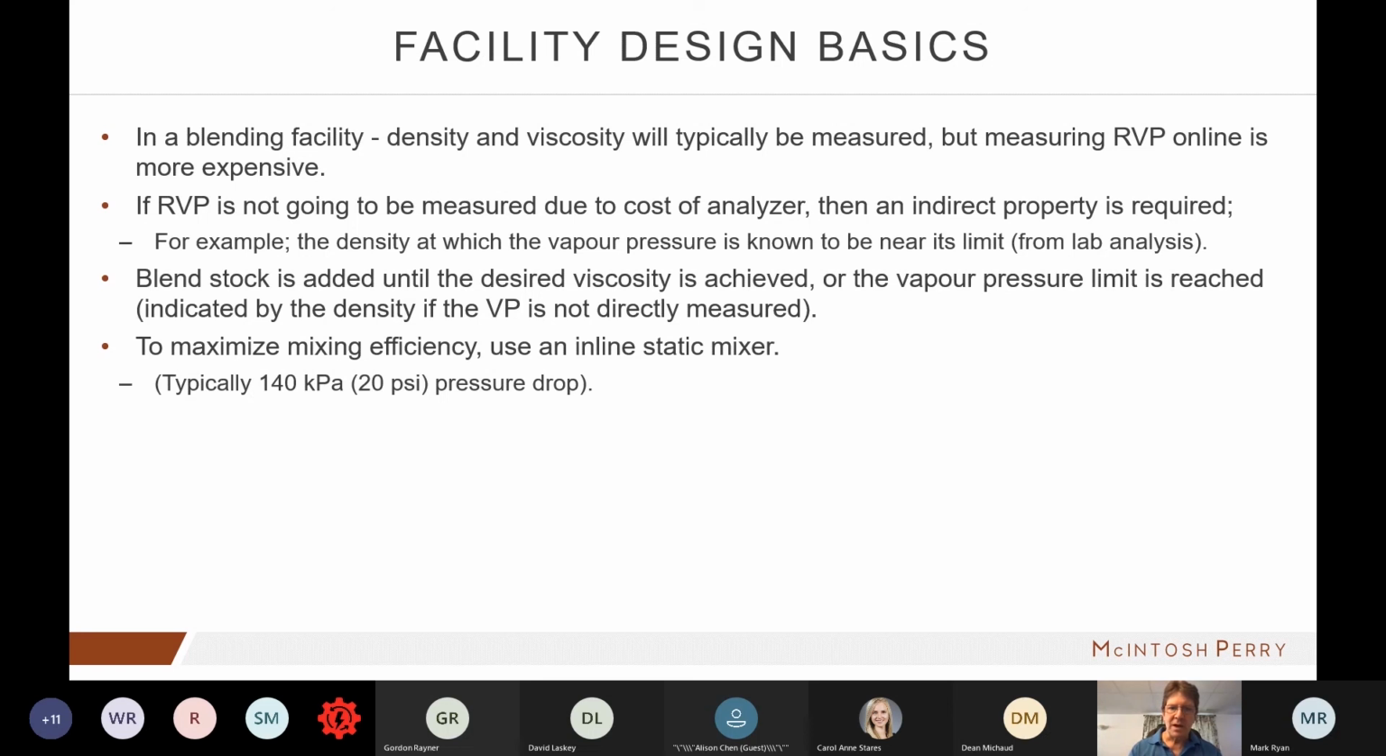To maximize mixing efficiency, instead of just routing some pipes together and hoping for the best, we'll actually use a static mixer. I put this last bullet in there so that people realize static mixers require some turbulence, and you're going to require a reasonable pressure drop, probably 140 kPa or 20 psi, for that to work well.